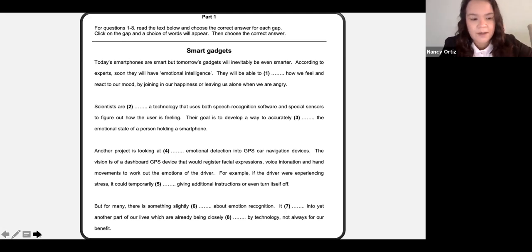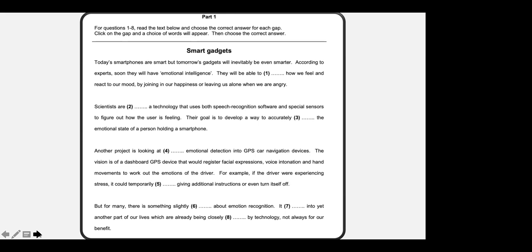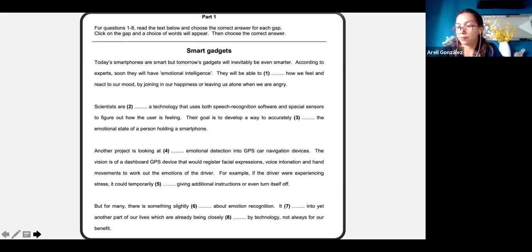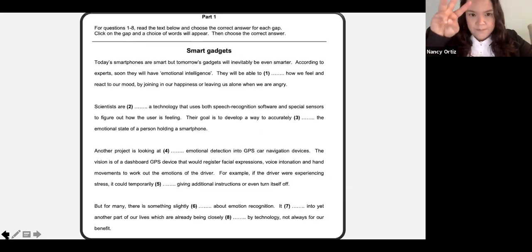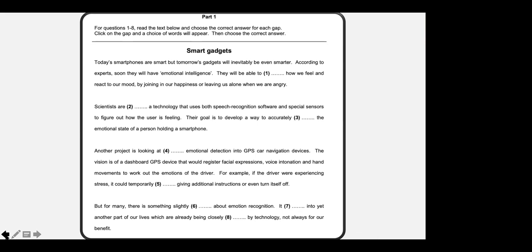Number 2, B as in book. Developing. B. B developing, yes. Number 3, D as in dentist. Measure. Mhm. Number 4.